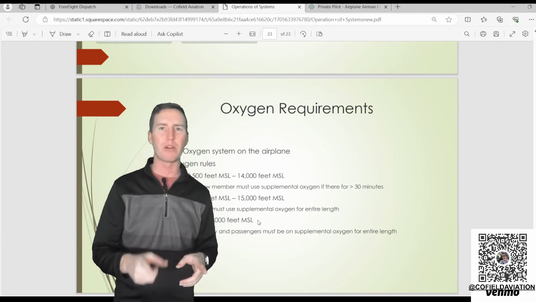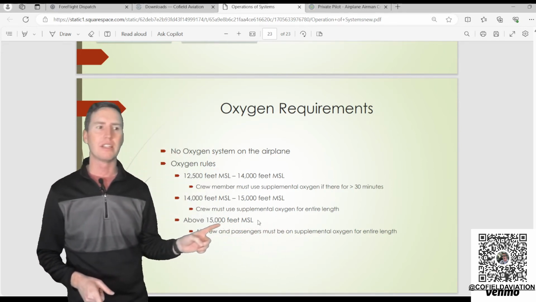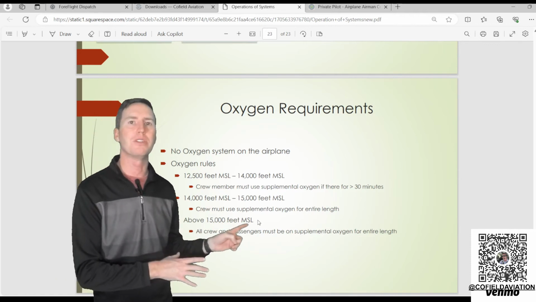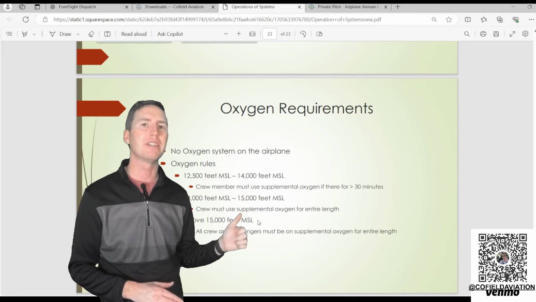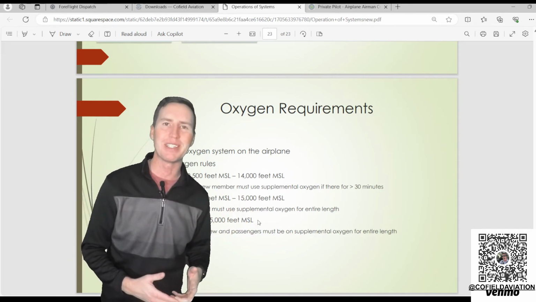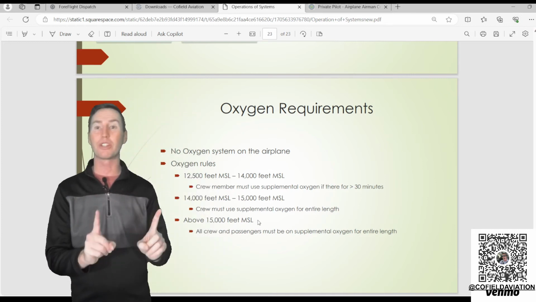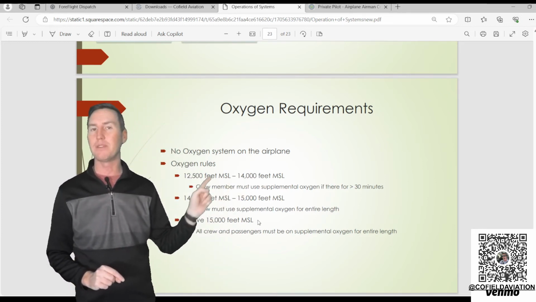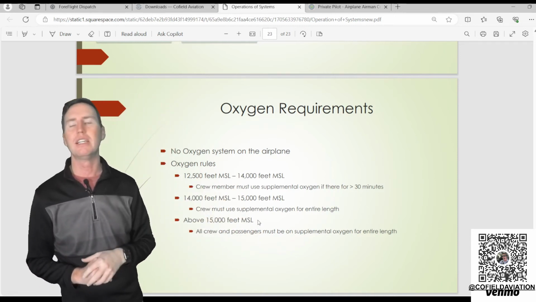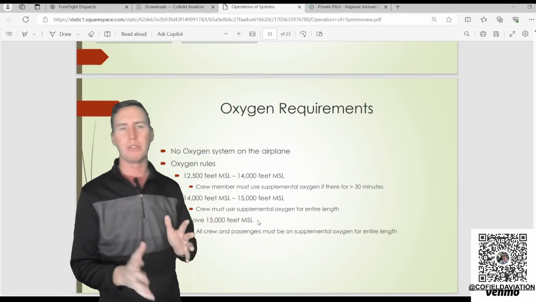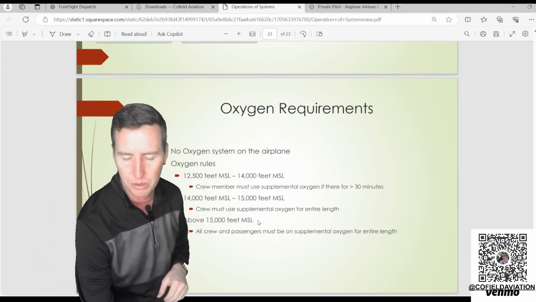I think it was John and Martha King, funny way that they did to remember this was they would say you can just whisper to your mother-in-law that there's oxygen up here. You know, so you just have to let them know. You don't have to make them use oxygen. But you as the crew, 12.5 to 14, if you're there for more than 30 minutes, you have to be using oxygen. Above 14, the crew has to be using oxygen all the time. Above 15, you've got to allow access to the passengers.